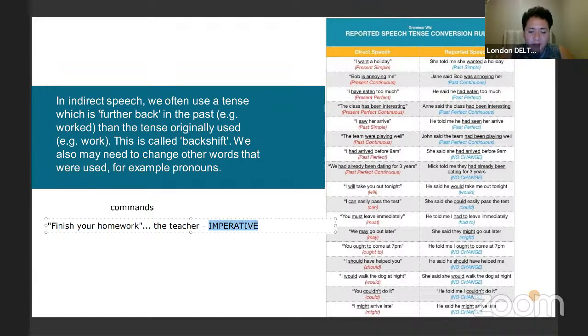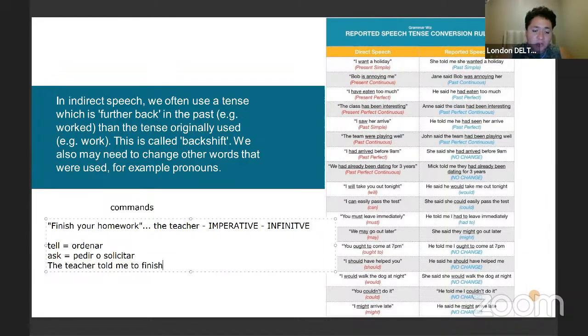Well, imperative changes to infinitive. Entonces, si el maestro dice, termina tu tarea, dirías, the teacher, and in this case, we are going to use only told, porque el verbo tell también significa mandar u ordenar, right? O puedes utilizar ask, que en este contexto sería pedir o solicitar. All right. The teacher told me to finish my homework. El maestro me pidió que terminara mi tarea. Entonces, aquí solamente agrego to a finish.